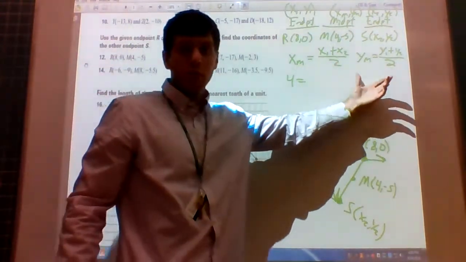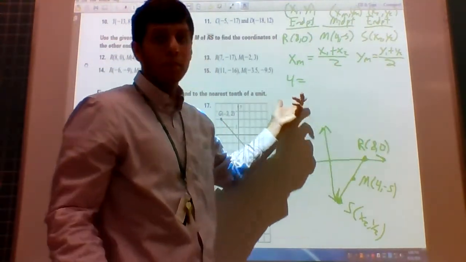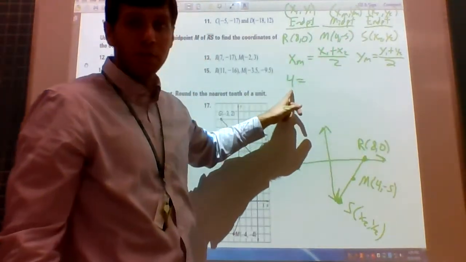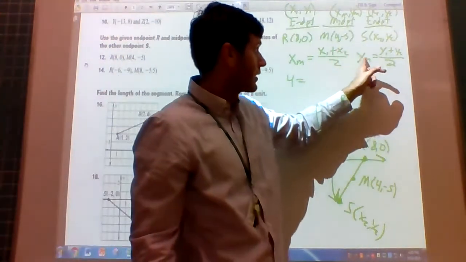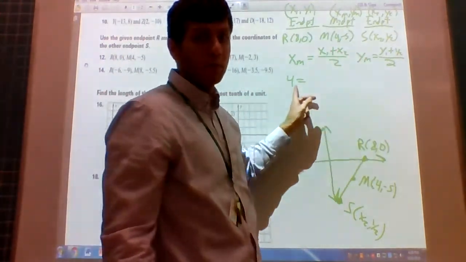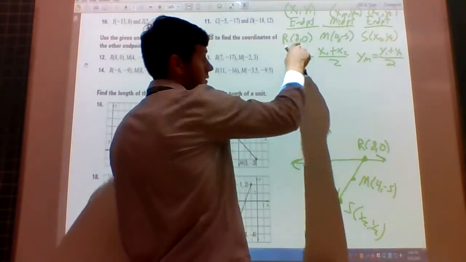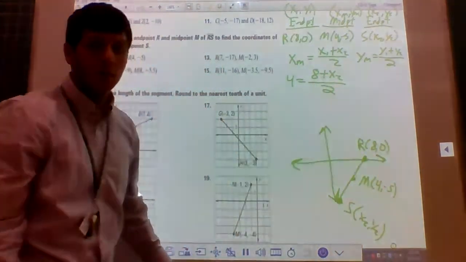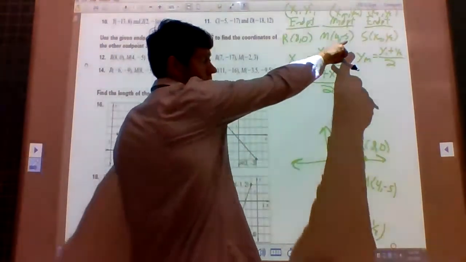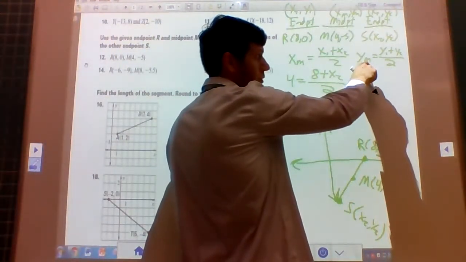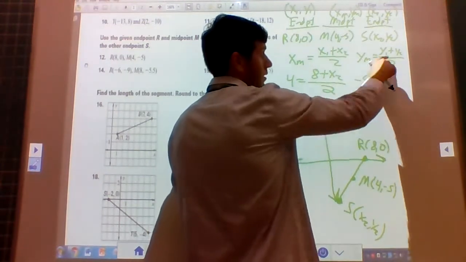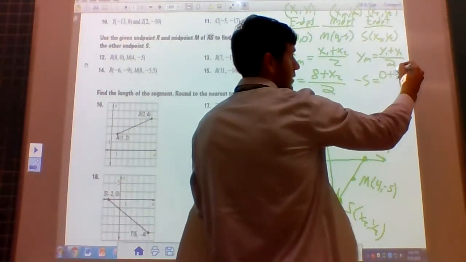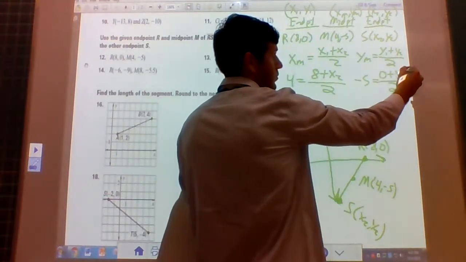So we use our same two formulas here, except this time, unlike before, we know the midpoint. We know the midpoint is 4, negative 5. So 4 gets substituted in for XM, and negative 5 gets substituted in for YM. So this should be 4 equals, X1 is 8, plus X2 over 2. We don't know X2. That's what we're solving for. Over here, the y coordinate of the midpoint is negative 5 equals the y value we have, 0, plus y2 over 2.